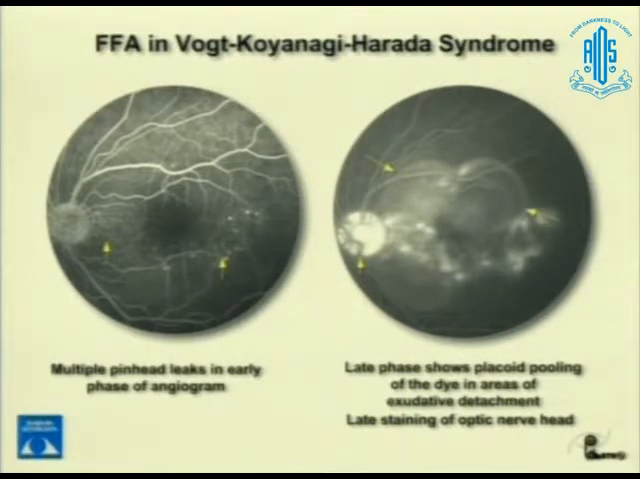Similarly, fundus fluorescein angiography in Vogt-Koyanagi-Harada disease typically shows pinhead leaks in the early phase, which gradually increase and show pooling in late frames. So this is not very specific, because a similar picture can be seen in sympathetic ophthalmitis and some other conditions also.